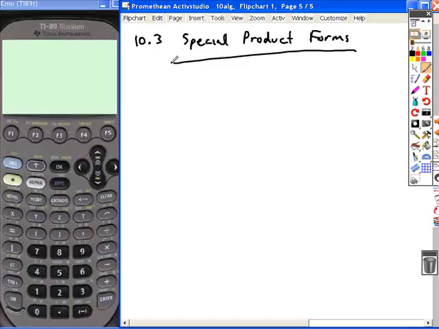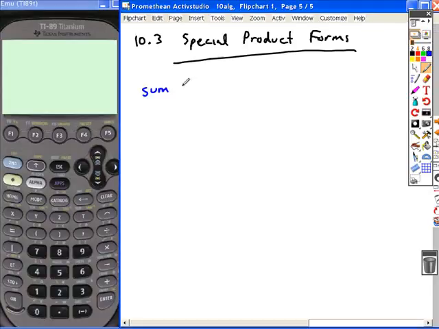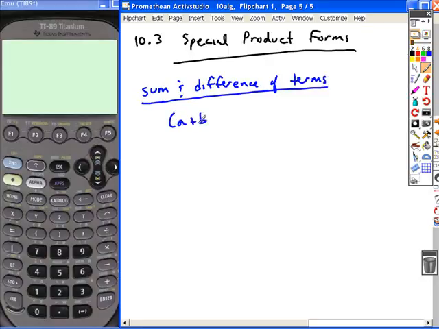All right, so there's several special product forms that can be used that are just patterns as far as identifying the expansion into a polynomial. The first is called the sum and difference of terms. When you're dealing with the sum and difference of terms, what that means is it's a set of factors that have the same two terms, a and b. The only difference is one separated by a plus, the other separated by a minus.